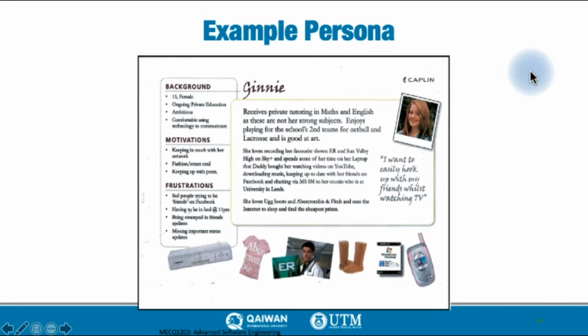Another example about persona: from Gina, I will know what her background is, what her motivations are, what things she is interested in, how old she is, where she lives, which high school she finished, and what she is studying now, in which part of education she is. So basically I will know information about my users, so it's easy when I come up with the product based on the things they need.